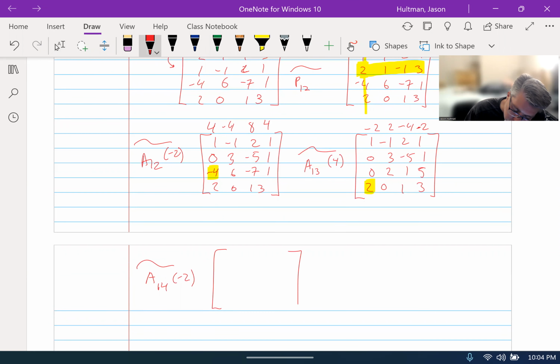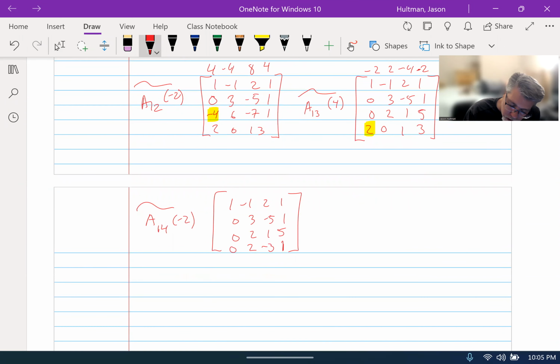Okay, let's plug in our first 3 rows because they are unaffected. 1, -1, 2, 1, 0, 3, -5, 1, 0, 2, 1, 5. Okay, and then the fourth row is going to give me my desired 0. 2 plus 0 is 2. -4 and 1 is -3. And -2 and 3 is 1. Okay, so we worked on that first column, which is great.